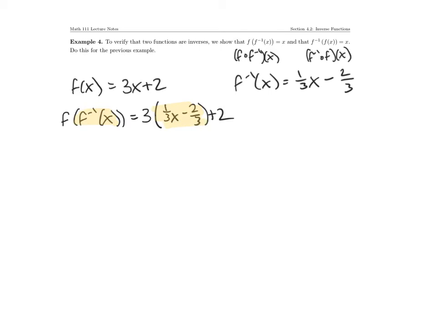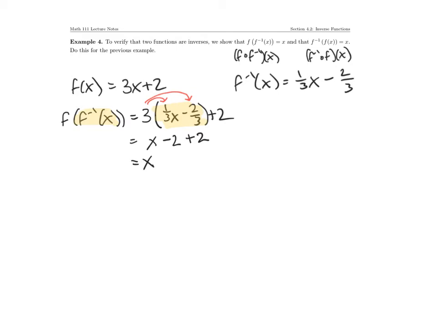But now we need to solve. So first thing I'm going to do is take this 3 and distribute it here. So I have 3 times 1/3, or just 1x, and then 3 times negative 2/3 is just negative 2, or minus 2, plus 2. Negative 2 plus 2 goes away. We're just left with x. Yay! But we're not done yet, because we also have to show the other side.